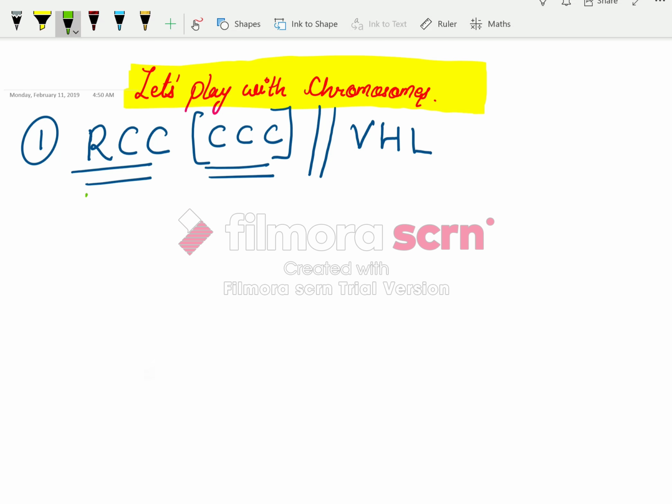So if we count this, 1, 2, 3. VHL is the von Hippel-Lindau gene. So the defective chromosome in this case is chromosome 3. The disease occurred due to a defect in chromosome 3.